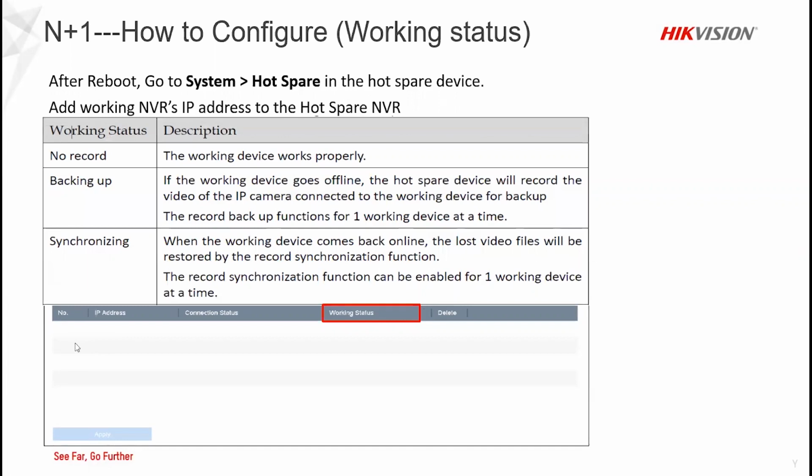And let's say one NVR is failing and this hot spare is now working, it has taken the workload, it will show what the status is. So if the working status is no record, it means the actual device that you have added is working properly. Backup means that device is offline and this one is being used as a backup. Synchronizing means that device has come back online and the data that was stored in this backup NVR is now being transmitted to the actual failed NVR.